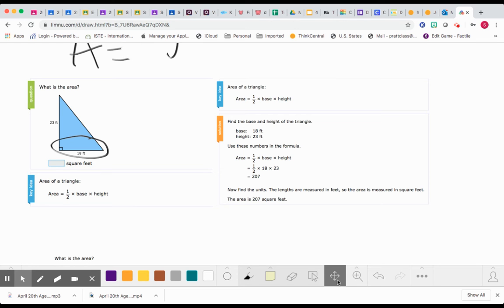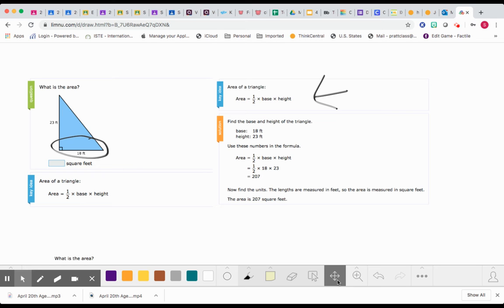So let's erase that. So here I have the formula. Area equals half times base times height. Okay, so that's how you find an area of a triangle. So we're going to walk through how to do that.